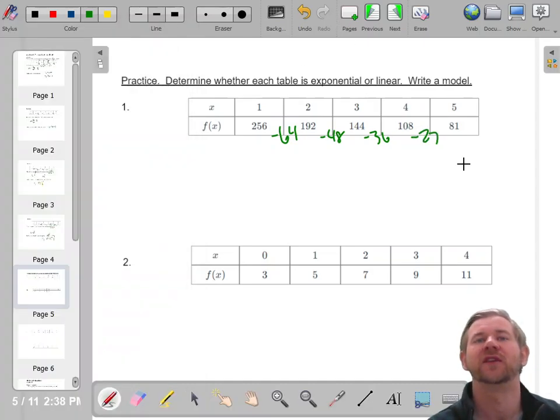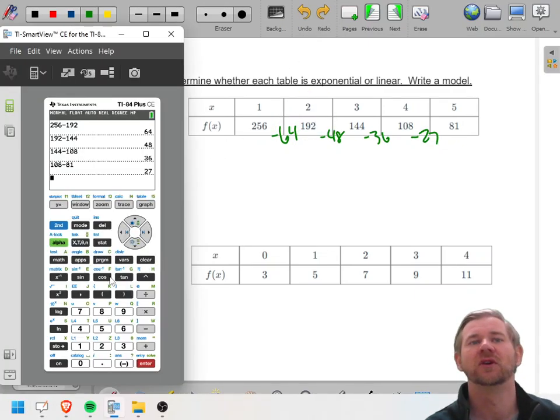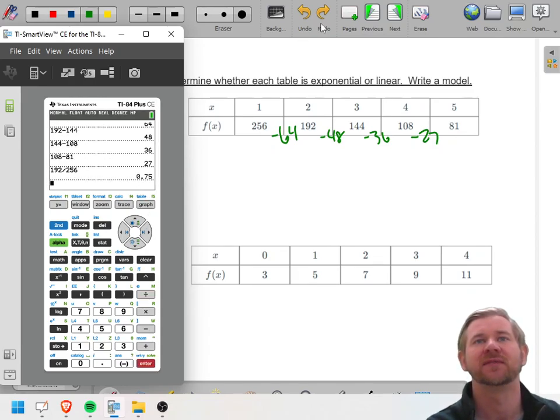Okay, so we need to figure out what percentage of each term is the next. So do 192 divided by 256, and you get 0.75. So if I do 256 times 0.75, do I get 192? Yeah. If I do times 0.75, do I get 144? Yeah. Times 0.75, hopefully I get 108. Yeah, okay, so I get it.